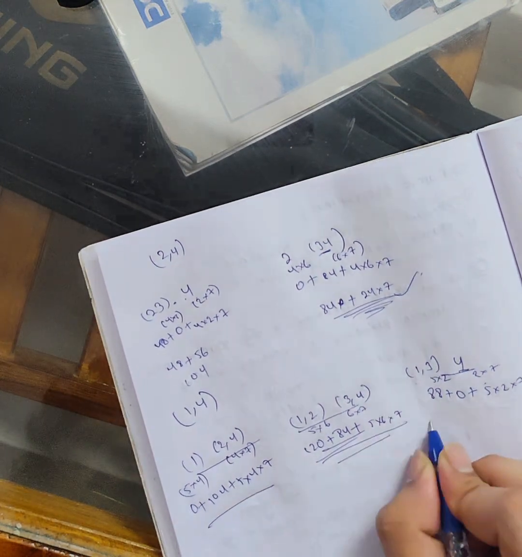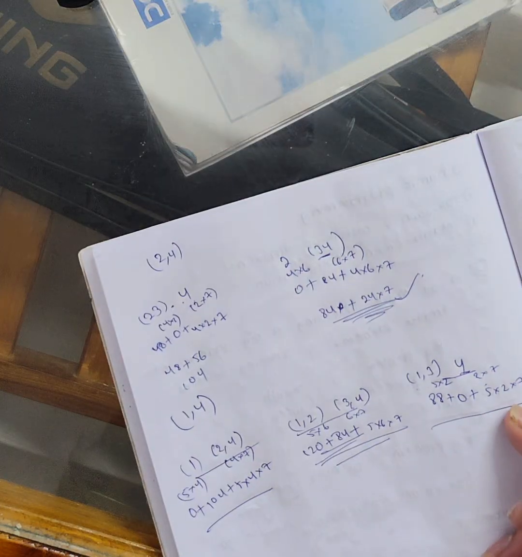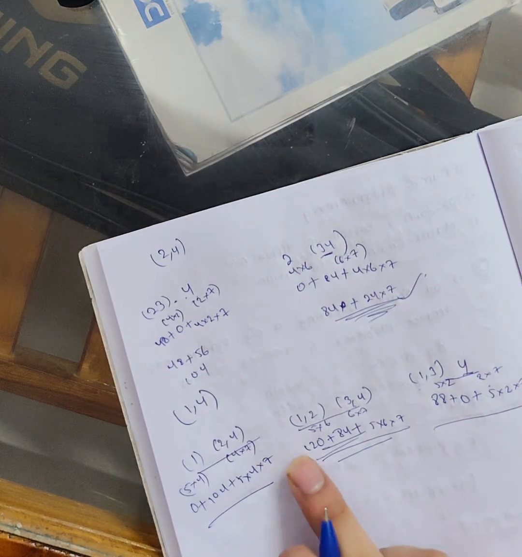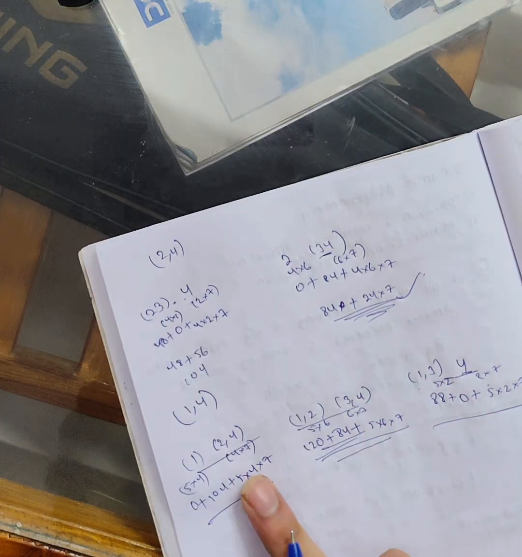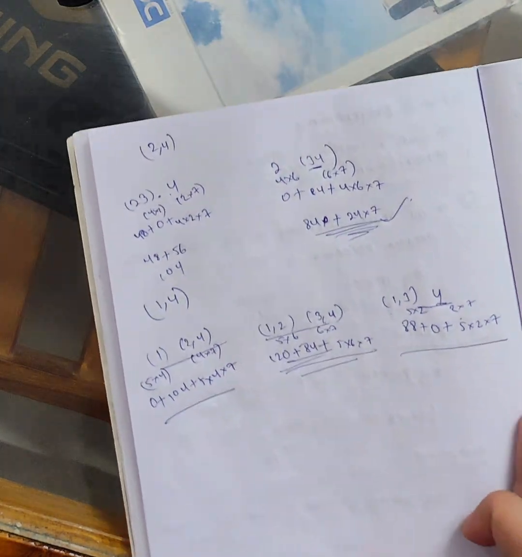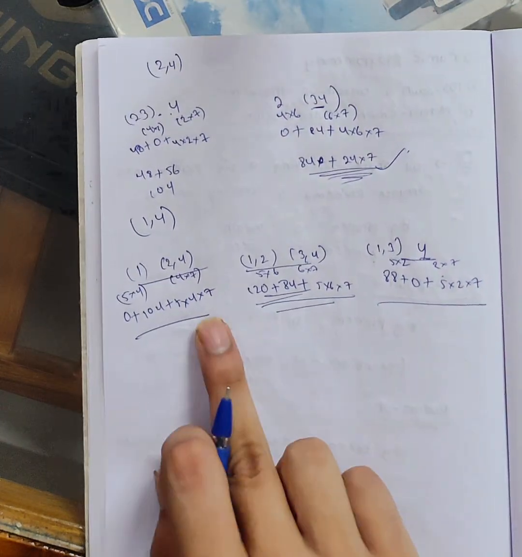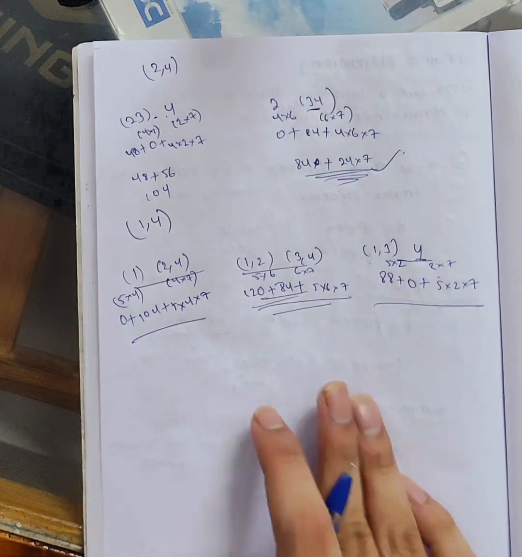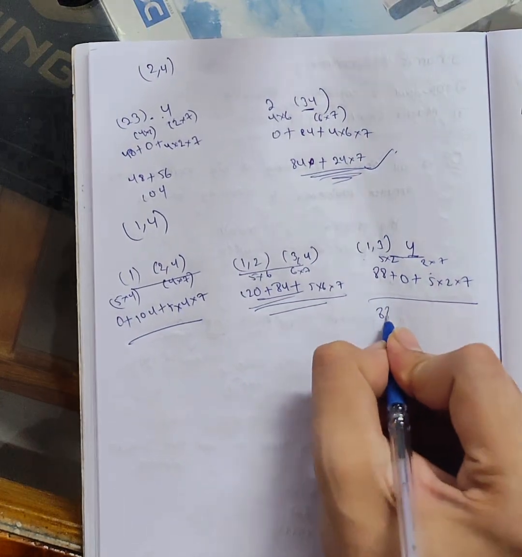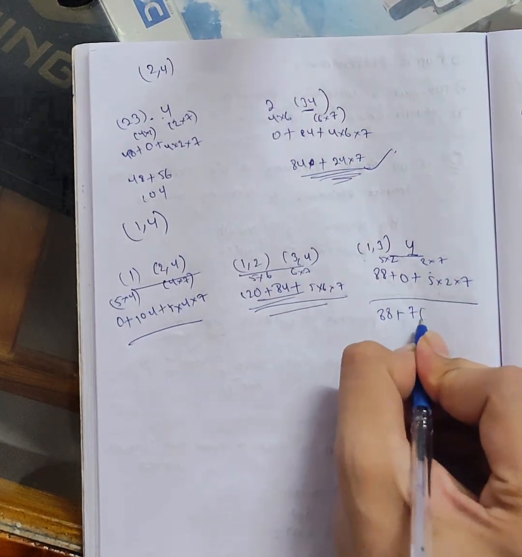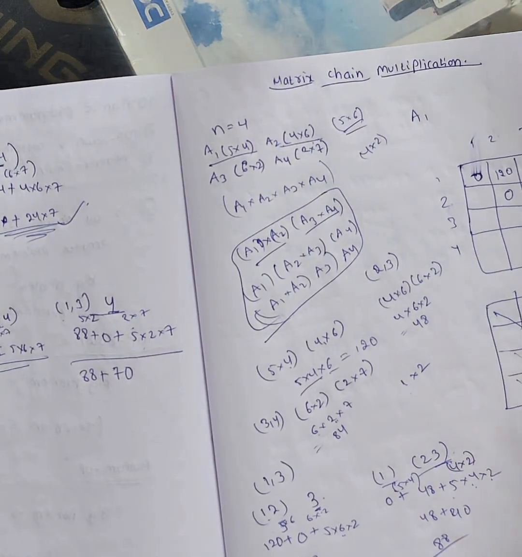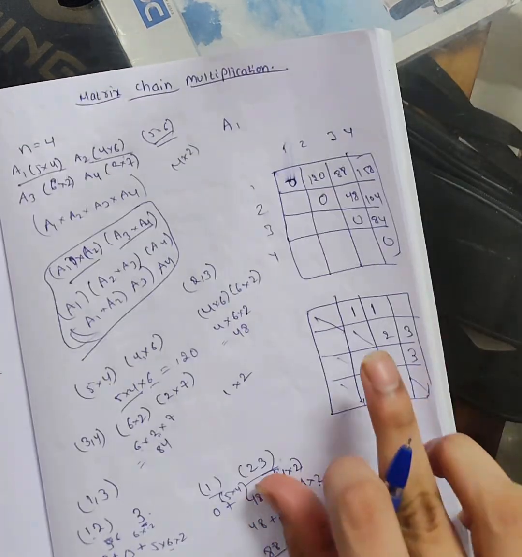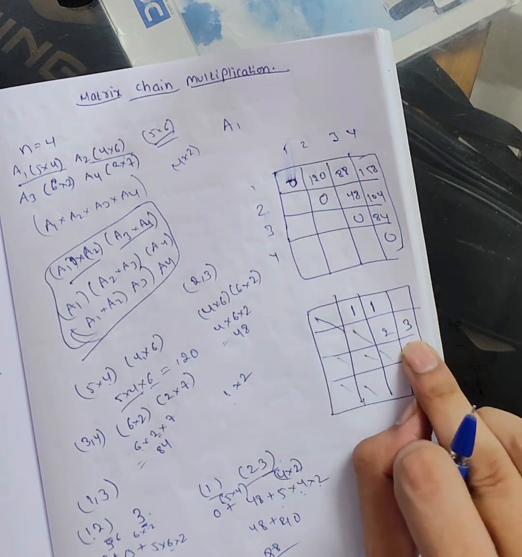By seeing this, 5 into 4 into 7 is always greater than 5 into 2 into 7, right? So this will be the minimum. If you want to calculate, you can calculate. But according to me, by seeing this, this will be the smaller. So 88 plus 70. It will be 158. Now the main question is what value we get here. Here you write 158, but what value do we get here?